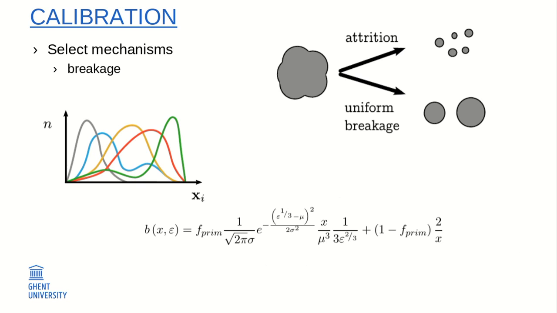For breakage, this equation is used for the daughter distribution. It consists of a part of the monoparticle breaking into small fines, and the remainder of the particle breaks uniformly. So if you understand this equation, you should be able to understand and explain why it is possible that we can use this equation to transform the red line in the figure on the left into the green line just by aggregation and using this breakage kernel.